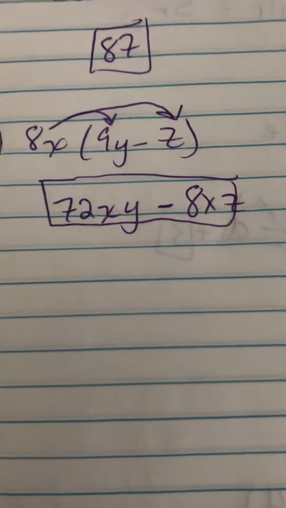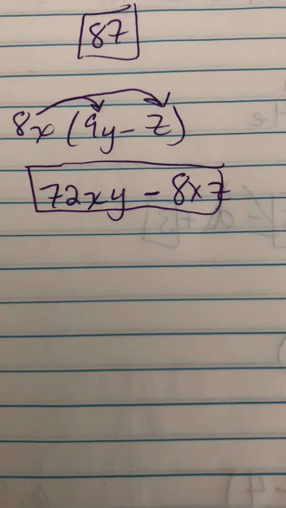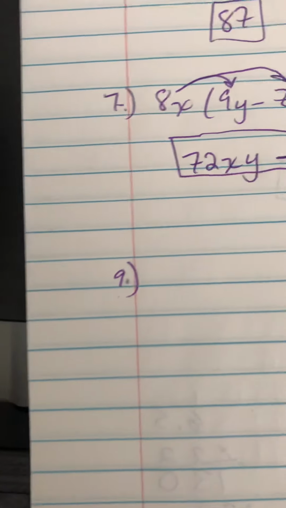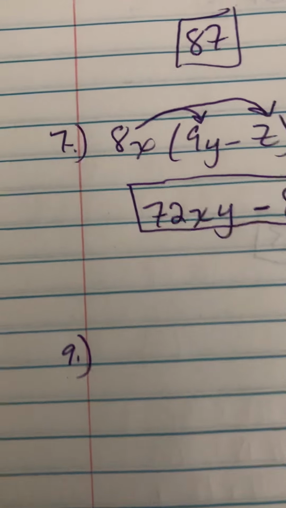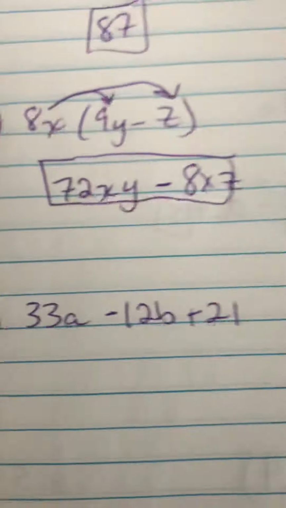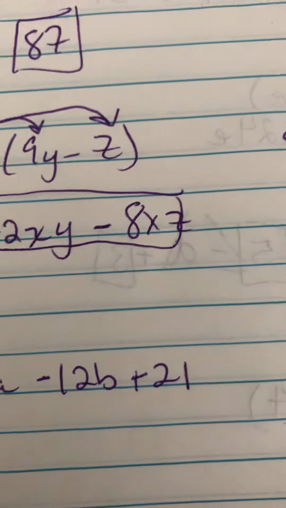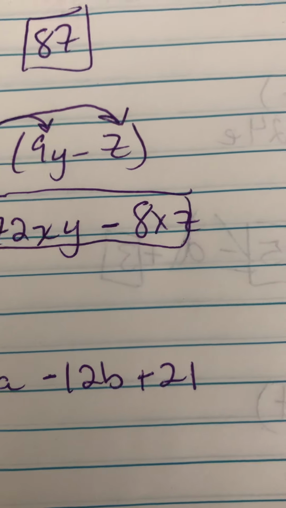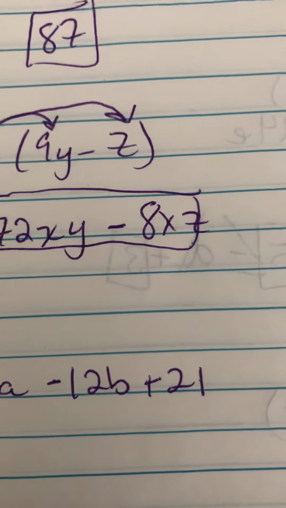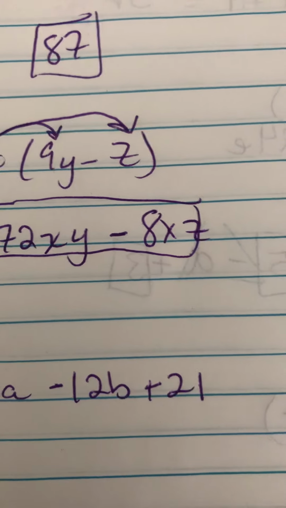Number 9, and we're almost done, family. Which of the following expressions is not equivalent to the other 3? So this one we have to look at each response to determine which is not equivalent to the other 3. So we have 33a minus 12b plus 21. So if we did 3 times 11 is 33 for letter B, negative 33a, and then negative times a positive, negative would be a positive 12b, so it cannot be B.